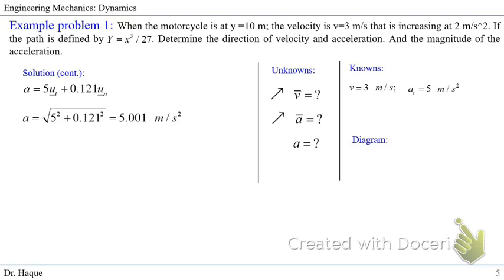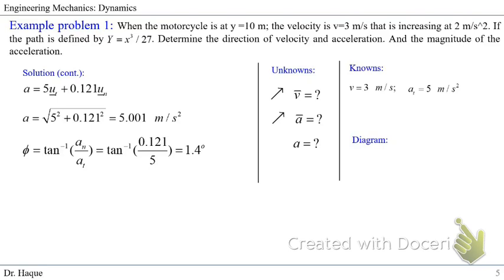We're still looking for the angle of acceleration. If we want to find the angle, we can always take the tan inverse of the normal component over the tangential component. If we do that, we get the angle 1.4 degrees.